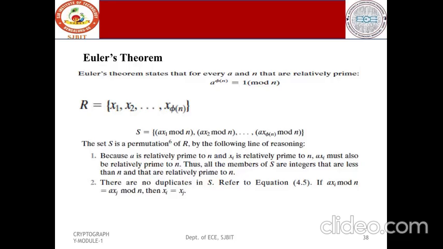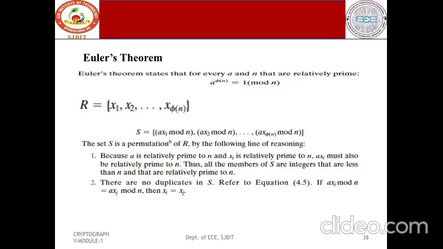So next we'll see about Euler's theorem. Euler's theorem states that for every a and n that are relatively prime, a^φ(n) is equal to 1 mod n. So this is true if n is prime, because in that case φ(n) is equal to n minus 1, and Fermat's theorem holds. However, it also holds for any integer n.